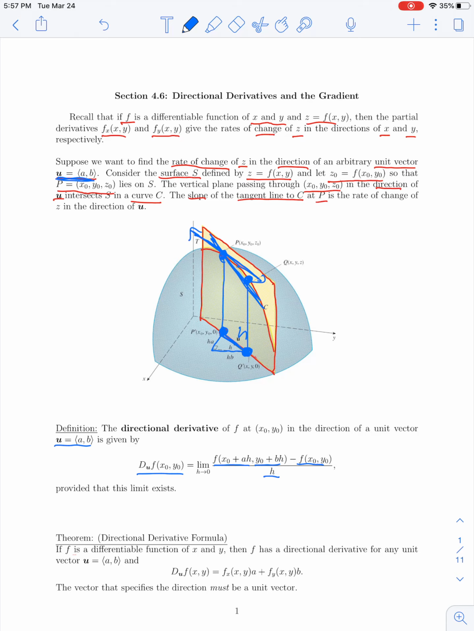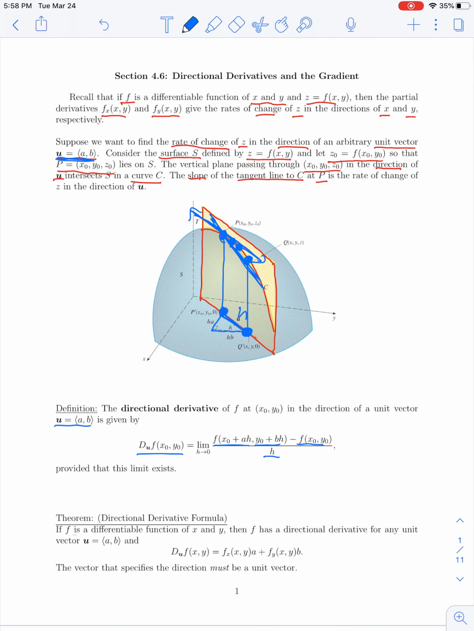And by allowing h to approach 0, we're looking at points on our curve C which lie closer and closer to our original point P, and therefore this slope that we're calculating is approaching the slope of our tangent line as h approaches 0. So as long as this limiting value exists, that's how we're going to define the directional derivative of our function. Now, just as we saw in Calculus 1, the limit definition of a derivative is not a very efficient way to calculate a directional derivative.